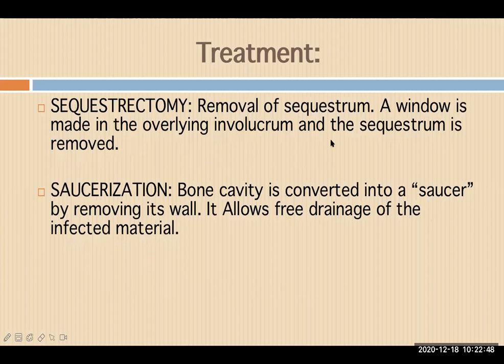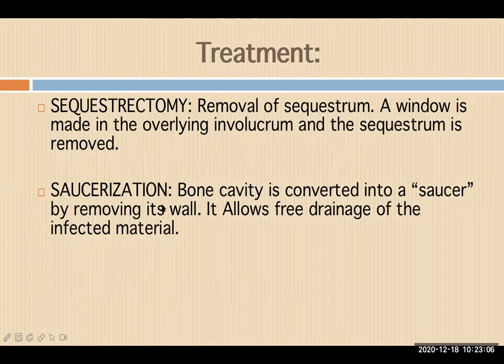Now see this, a little bit of description of sequestrectomy and saucerization. Sequestrectomy is removal of sequestrum or dead bone. A window is made in the overlying involucrum and the sequestrum is removed. So this is sequestrectomy, removal of sequestrum.